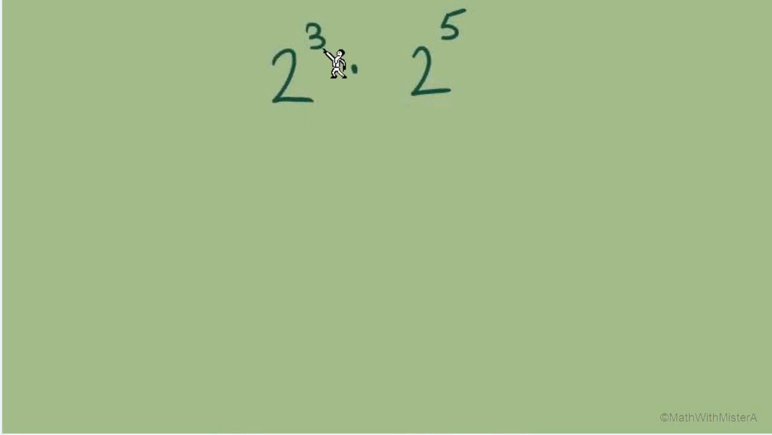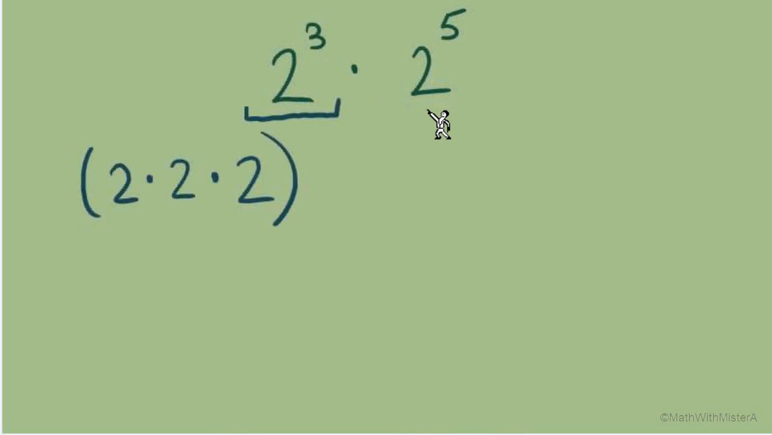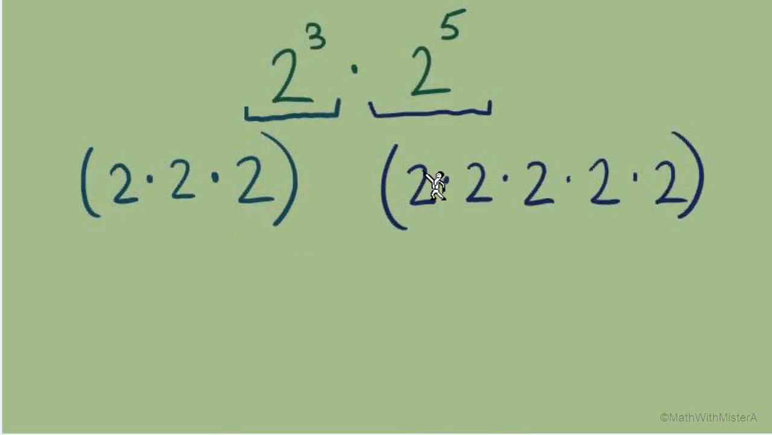Here we have 2 to the 3rd times 2 to the 5th power. And let's first look at these in expanded form. 2 to the 3rd, 2 times 2 times 2. 2 to the 5th, 2 times 2 times 2 times 2 times 2. It's a good thing I didn't make that 2 to the 10th. And between these two, there is also a multiplication.